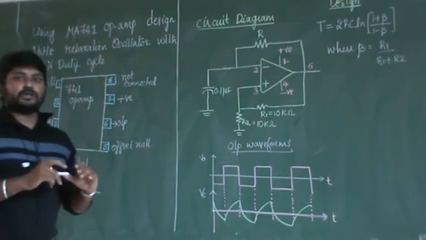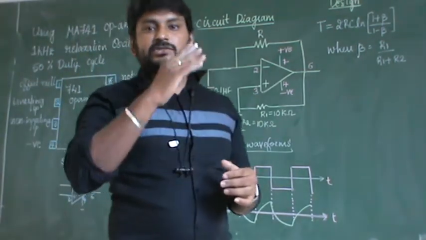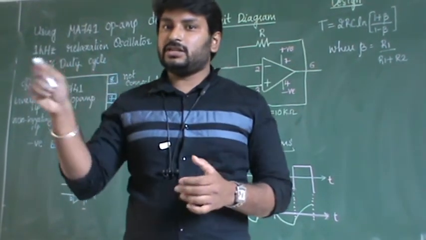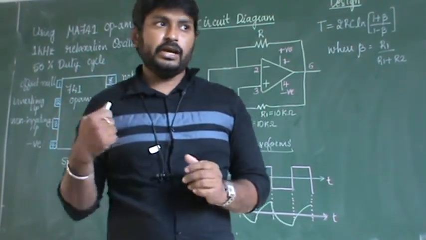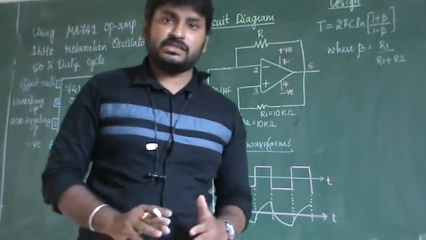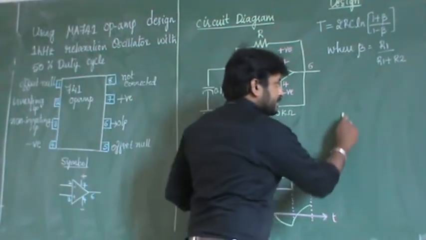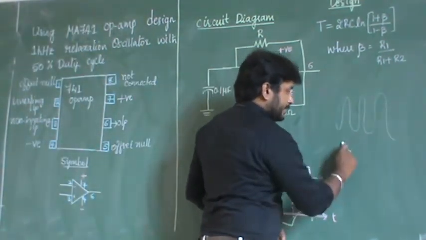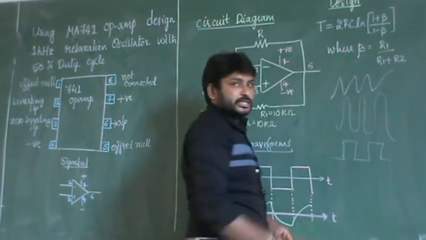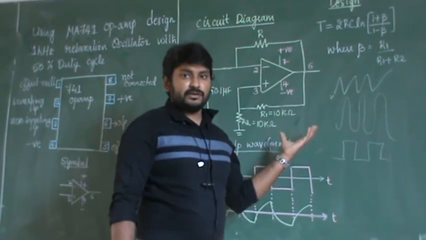Okay, so what is meant by an oscillator? As the name specifies, an oscillator is nothing but it generates the oscillation. So what type of oscillation? Whether a sinusoidal oscillation or a square oscillation. I'm just giving the definition of an oscillator. So it can be either a sinusoidal oscillation, or a square oscillation, or a triangular oscillation. An oscillator is nothing but to generate the signals in the form of oscillation.